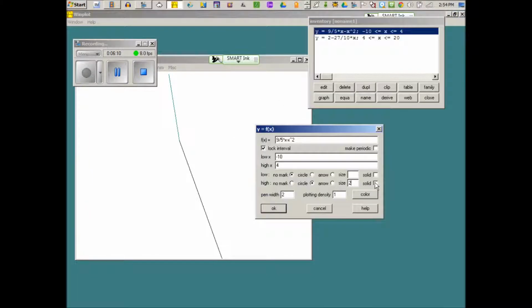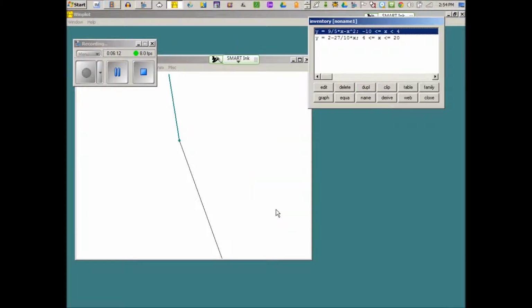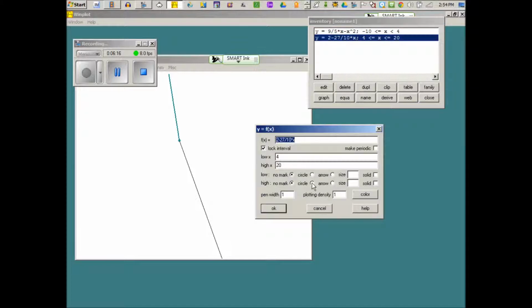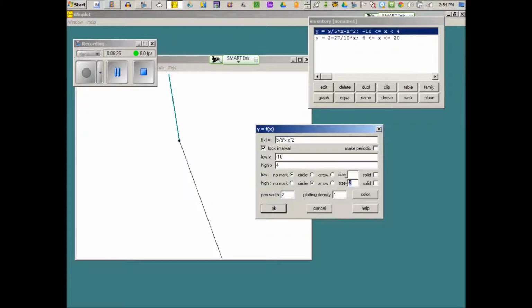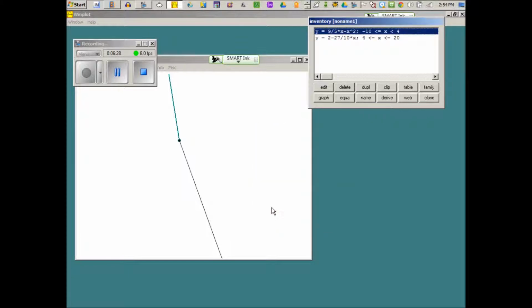If you want to see the actual bubbles, I'll make this a circle of size 2, and it was an open one. So there's an open circle for the blue, and then we'll make a closed circle for the black, and you'll see it's actually the black dot fills the blue open circle. We'll make the open circle a little bigger so you can see it.